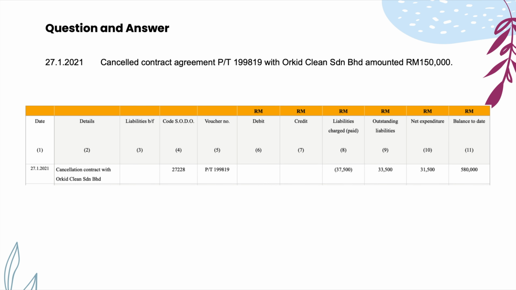The 19th transaction is on the 27th January 2021. Cancel contract agreement PT199819 with Orchid Clean Sdn Bhd amounted to 150,000 ringgit. We need to adjust the entry that we did on 17th January, so we need to reverse back the record by recording the amount issued, which is the amount of 37,500 ringgit in 8 column will be recorded in bracket to indicate that it has been cancelled. Then the outstanding liability is now reduced and the balance to date is increasing by 37,500 ringgit.